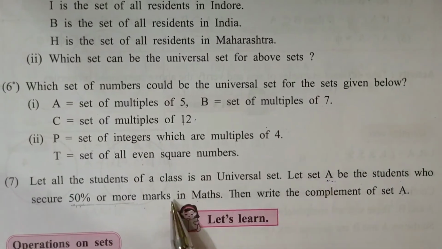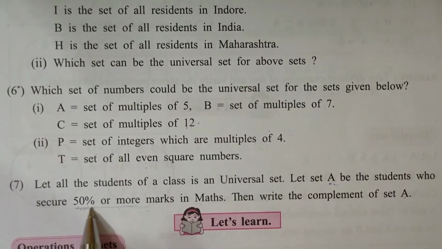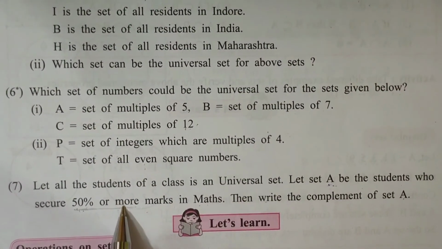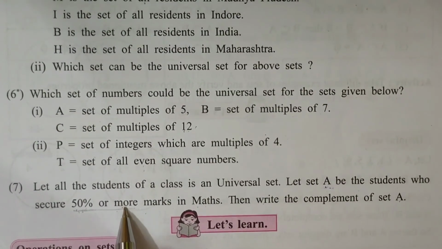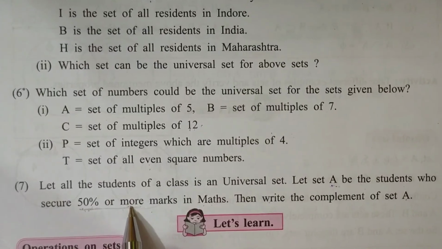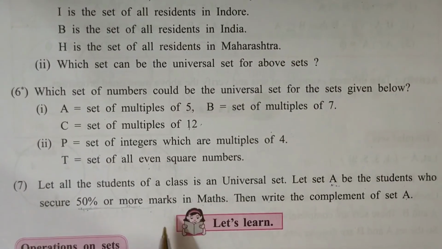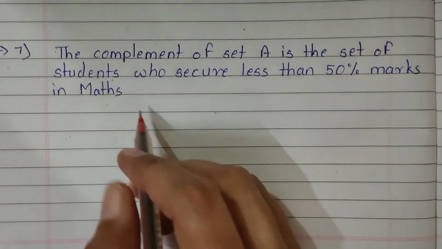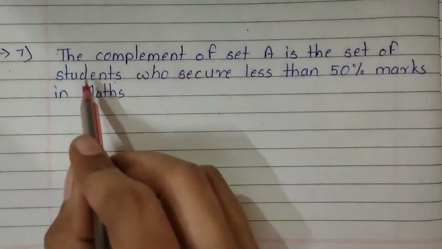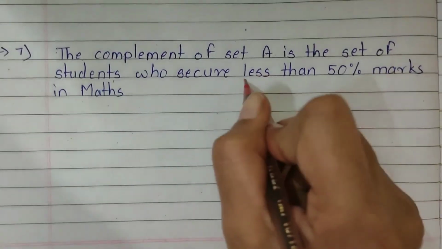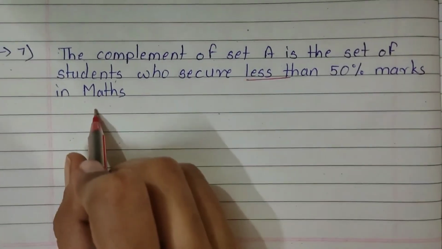So what will be the opposite of it? Here they included 50% and more than. So in our complement list, we will include the students who secure less than 50% marks in maths. So in the answer, how will we write it? The complement of set A is the set of students who secure less than 50% marks in maths.